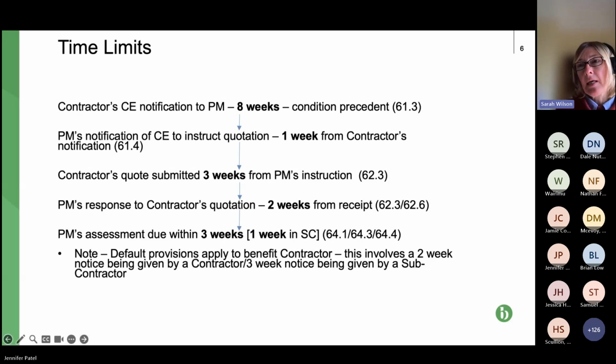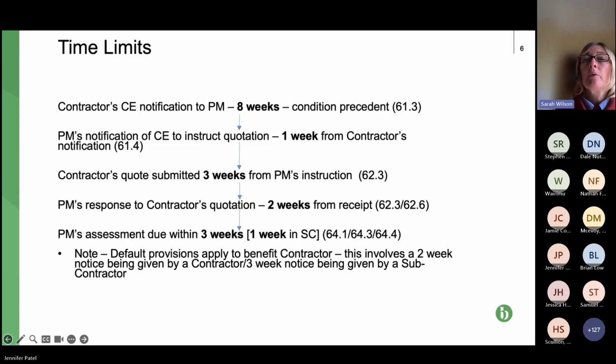What about where the PM says, I don't agree that this is a CE? Technically, it all comes to an end, and the idea is that the contractor can start an adjudication. In practice, that's extremely unlikely to happen. My advice usually is to nevertheless prepare the quote just to keep the ball rolling, so that the PM and the client don't suddenly become under some misapprehension that contractors accepted that position and is happy with the rejection of its CE.